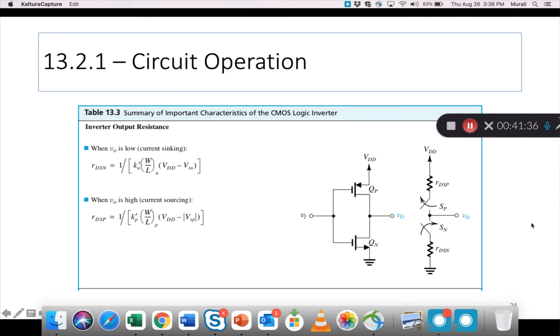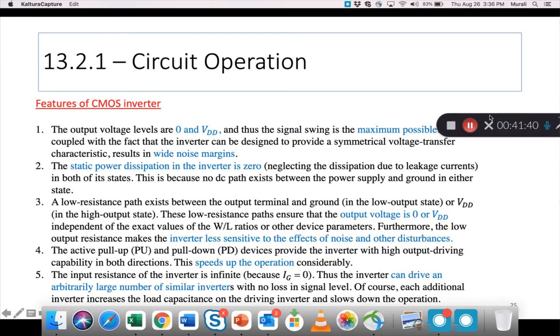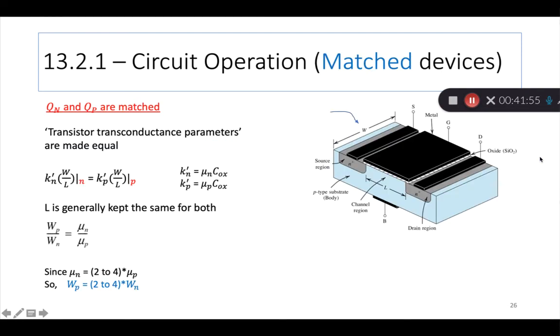All right. So here are a lot of features of the inverter. I think I've mentioned most of the important ones, so I'll let you read it. I don't have to walk through every sentence. Let's move on to some other important concepts in the next 3 or 4 minutes.